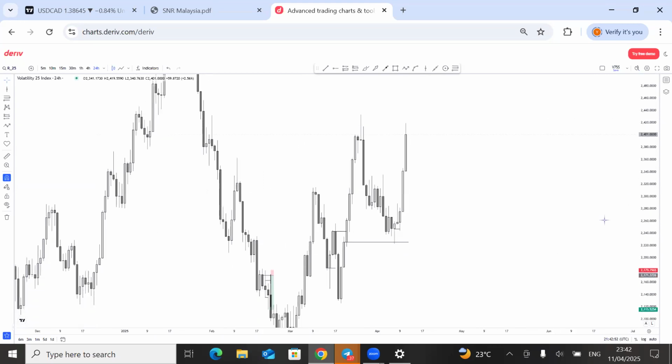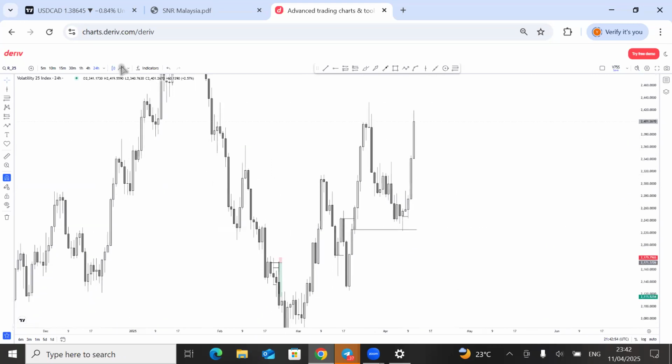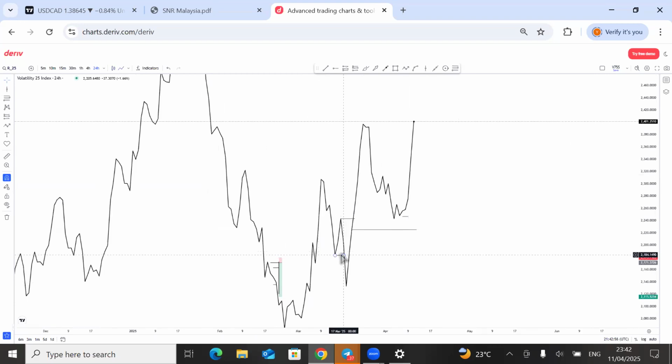So I think here too, what happened here? Line chart, what happened? We had our sweep. Are you seeing how this thing is very easy? We had our sweep, break of structure. We have another break of structure here, making this very, very valid. And what do you expect?